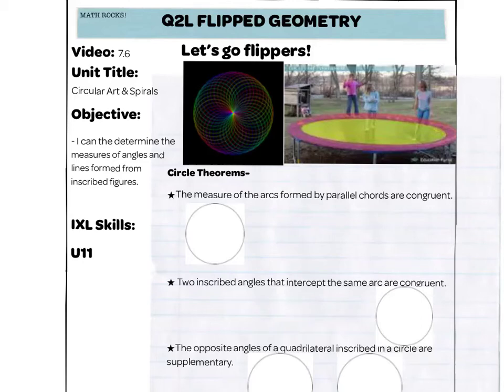Hello students, this is video 7.6 and your objective is I can determine the measure of angles and lines formed from inscribed figures. Okay. You also want to make sure that you understand everything from video 7.5 because remember we only have 2 more sections after today of this unit before the unit test.